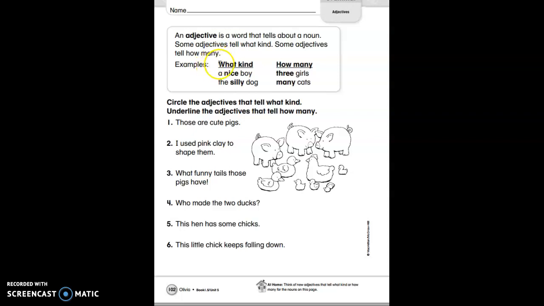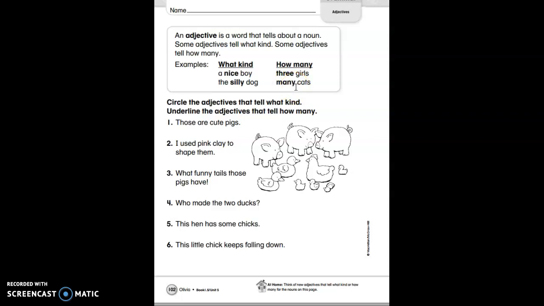For example, what kind? A nice boy. And if we had a dog, we could call it the silly dog. How many? Tell how many girls. 3 girls. 3 is my adjective because it tells me how many girls there are. Many cats. My adjective is many because it tells me how many cats there are.